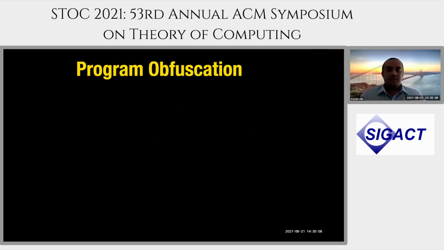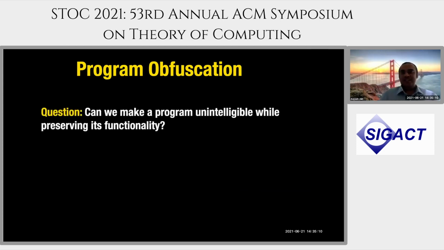Let's start off with a really basic question, and the question is the following. What you want is a way to take in a source program or code and turn it into an unintelligible version, as unintelligible as possible, while at the same time preserving its input-output behavior.